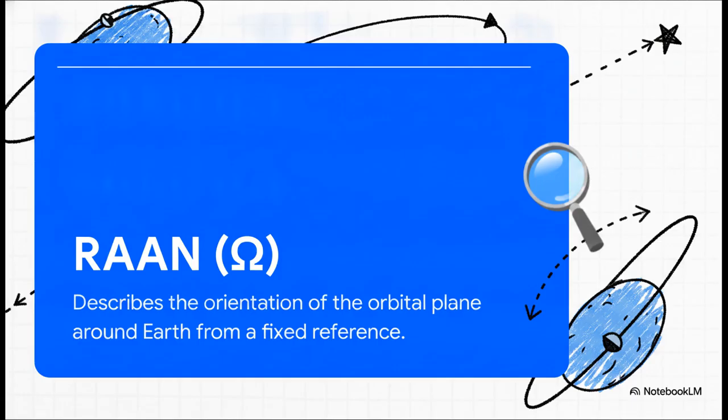RAAN acts as our anchor in space. It tells us the precise direction the plane is tilted when the satellite crosses the equator from south to north. That specific crossing point is called the ascending node. We measure the angle eastward from a fixed reference direction in space, specifically the vernal equinox, which is a fixed point aligning with the sun on the first day of spring. So, to recap, inclination tells us how much it's tilted, RAAN tells us exactly which direction it faces.